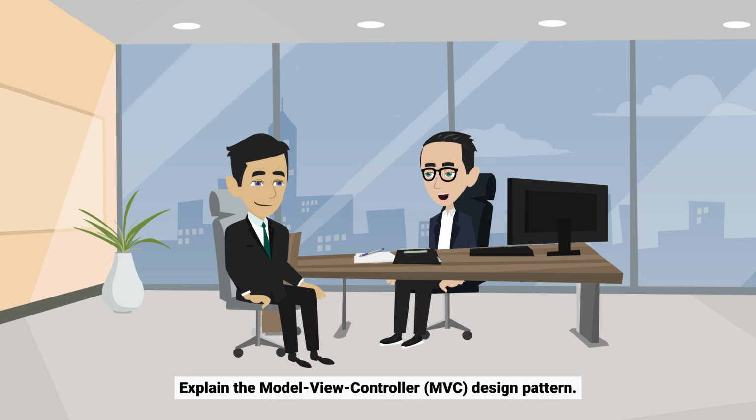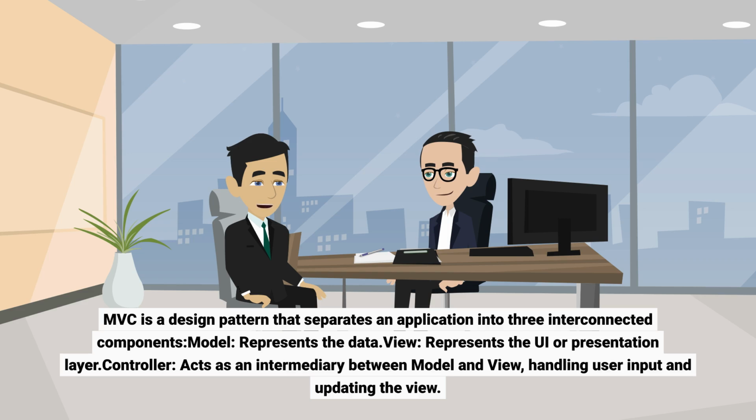Explain the Model View Controller, MVC, design pattern. MVC is a design pattern that separates an application into three interconnected components. Model represents the data. View represents the UI or presentation layer. Controller acts as an intermediary between model and view, handling user input and updating the view.